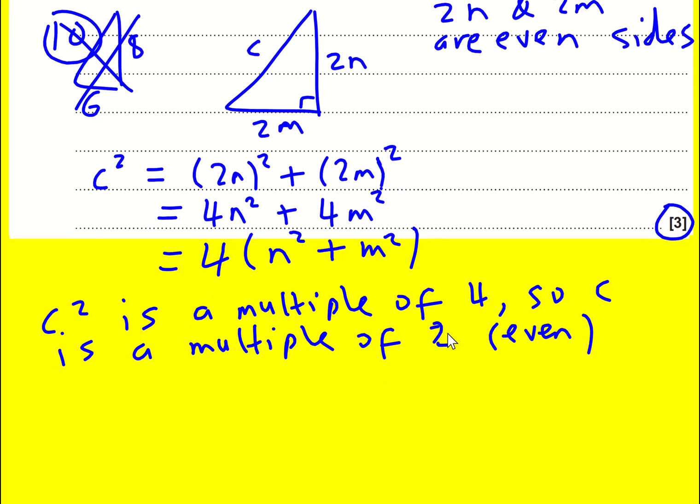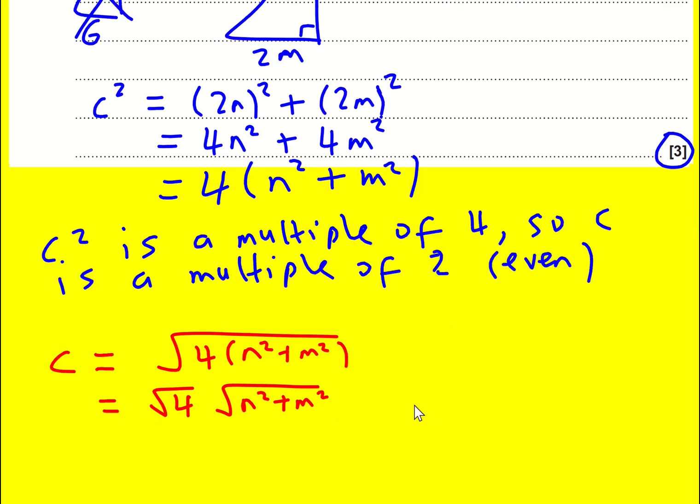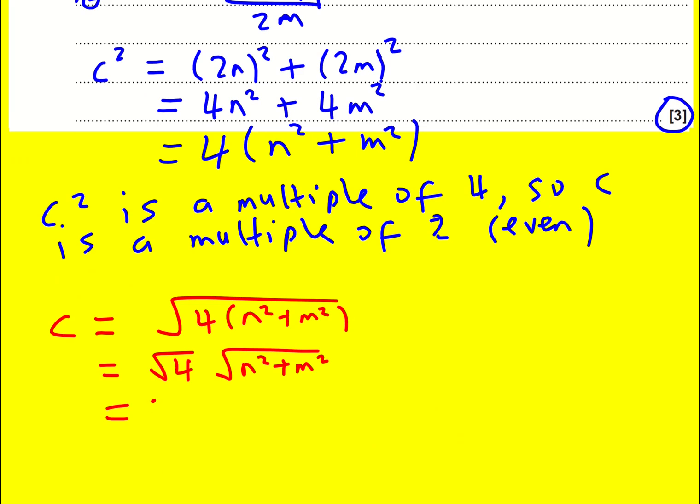To be even more convincing, this is not expected in this question, but I think I'm going to talk about it anyway. We could actually work out c, and it's going to be the square root of 4n squared plus m squared. And then you could use your knowledge of surds to find the square root of 4 times the square root of n squared plus m squared. I can do this because these two are being multiplied, and that would give me 2 times the square root of n squared plus m squared. Now I know this thing's going to be an integer because it's told me all the sides are integers.